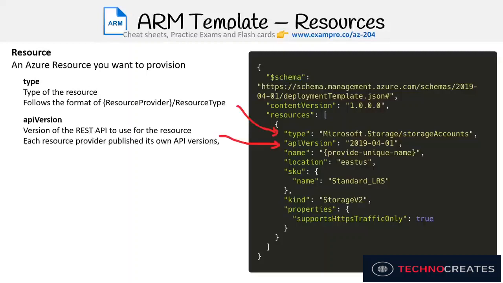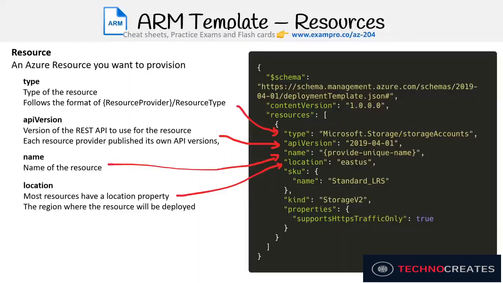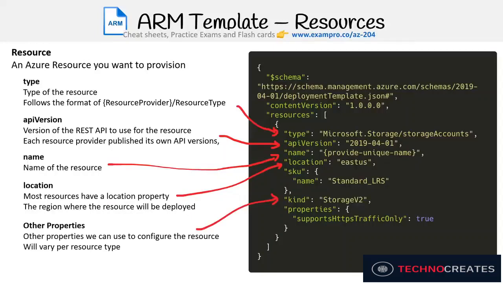Then we have the API version, and this is the version of REST API that we're going to use for that resource. Each resource provider publishes its own API version, so you've got to go look up each one because they all could be different. Then you have the name of the resource, and I believe there that is using a variable, so that is going to be dynamic. Then you have the location. Most resources have a location property, and that's the region that you want it to be deployed in. Then you have other properties, and other properties will be based on different kinds of resources.